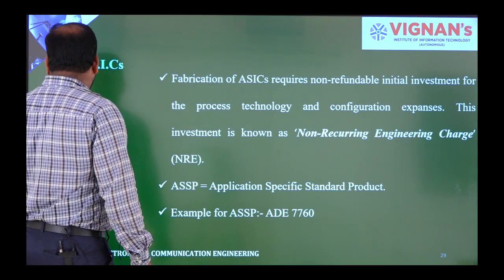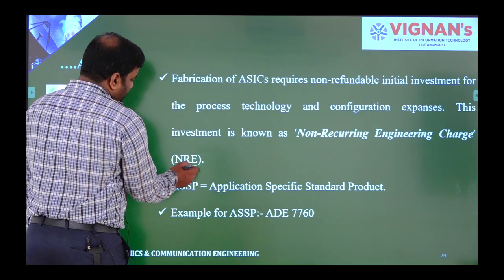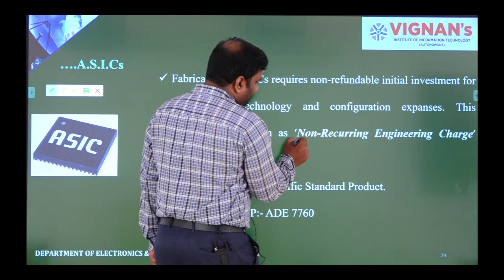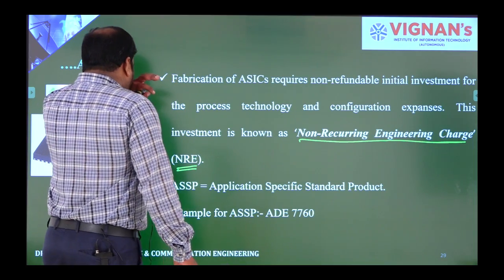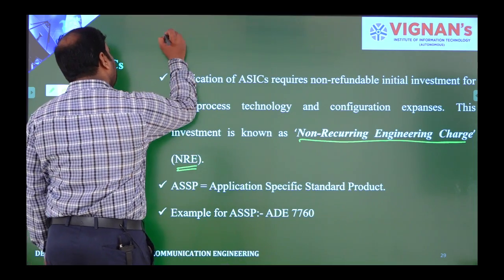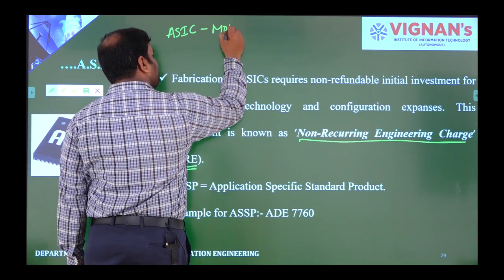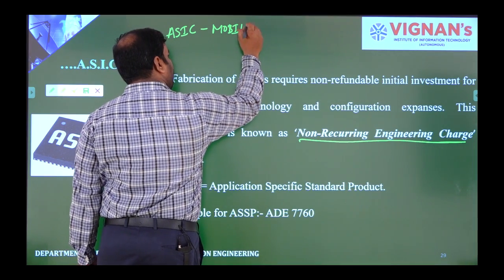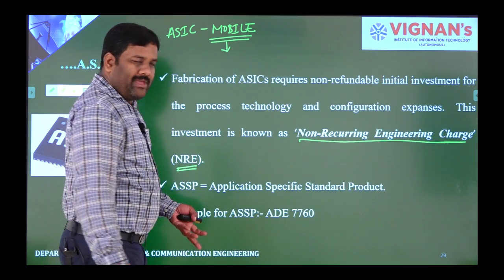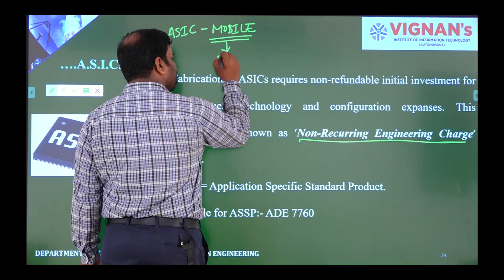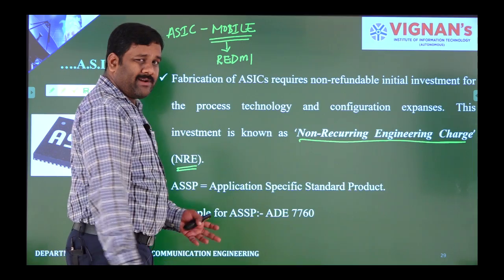So here ASICs have one specific weightage for NRE cost. NRE means non-recurring engineering charge. I am considering an ASIC example, as we already considered mobile. So first, we have a lot of vendors. Vendors means who are manufacturing the, so no, not vendors, clients.